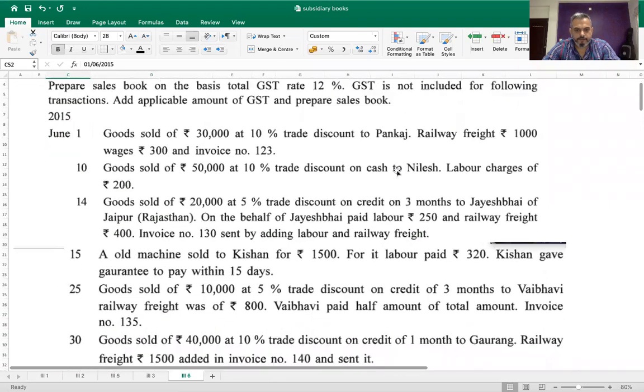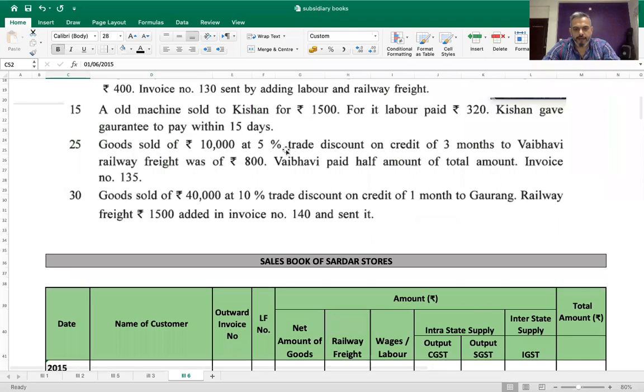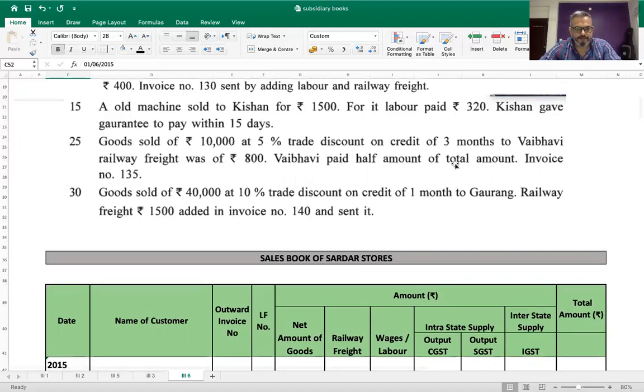Next, goods sold of 10,000 at 5% trade discount on credit of 3 months to Vaibhavi. Railway freight was of 800. Vaibhavi paid half amount of total amount. Invoice number 135. Now, over here, half amount we have to ignore. We consider this as a full credit transaction.